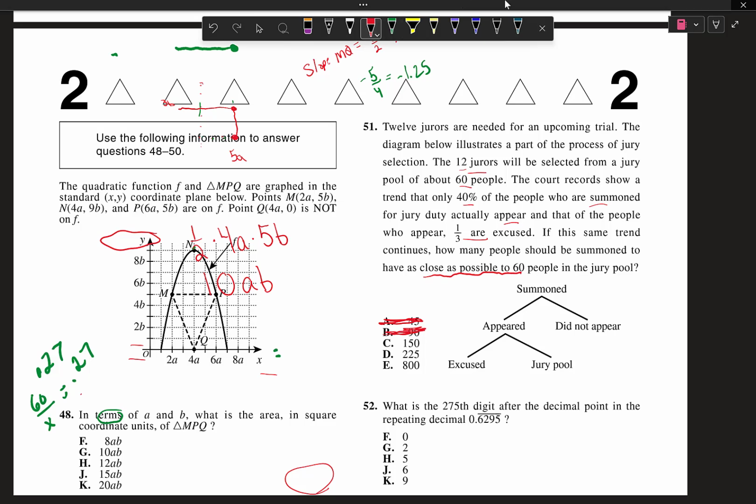So in this problem, we start with 60 people that have been summoned. 40% of the people who are summoned actually appear. So let's think, what is 40% of 60? So 0.4 times 60 is 24. So 24 of those appear, and of those 24 that appear, 1/3 of them are excused. So 24 divided by 3 is 8. So 8 are excused. That means there's 16 left in the jury pool.